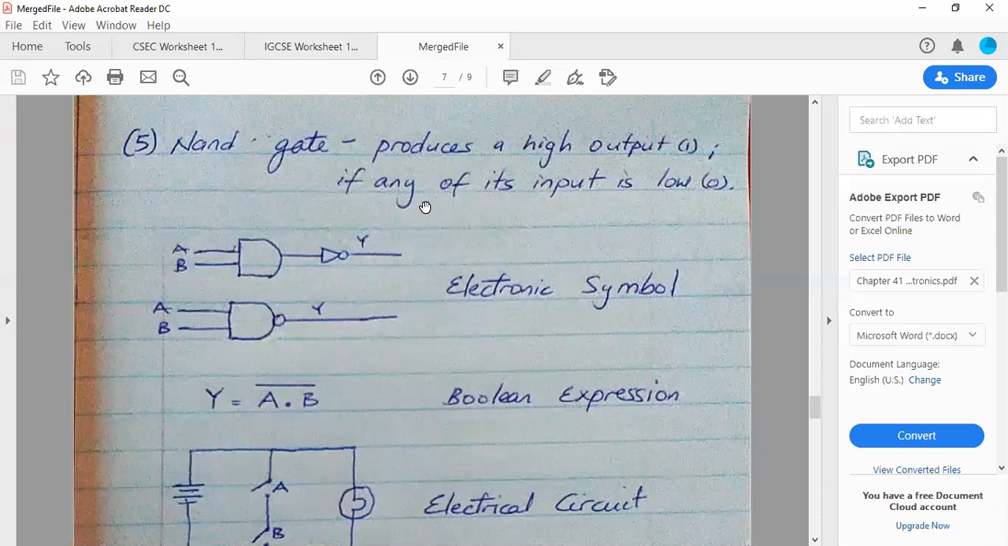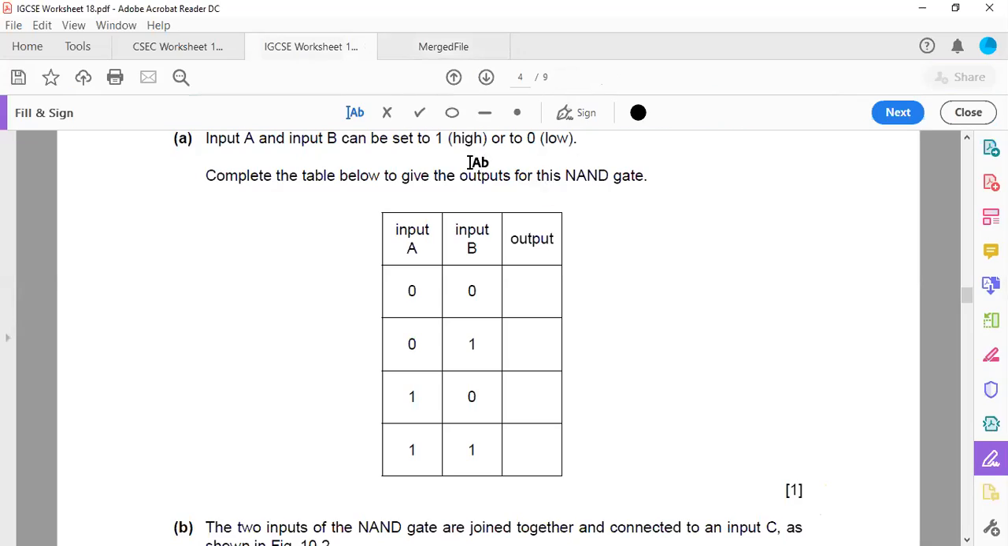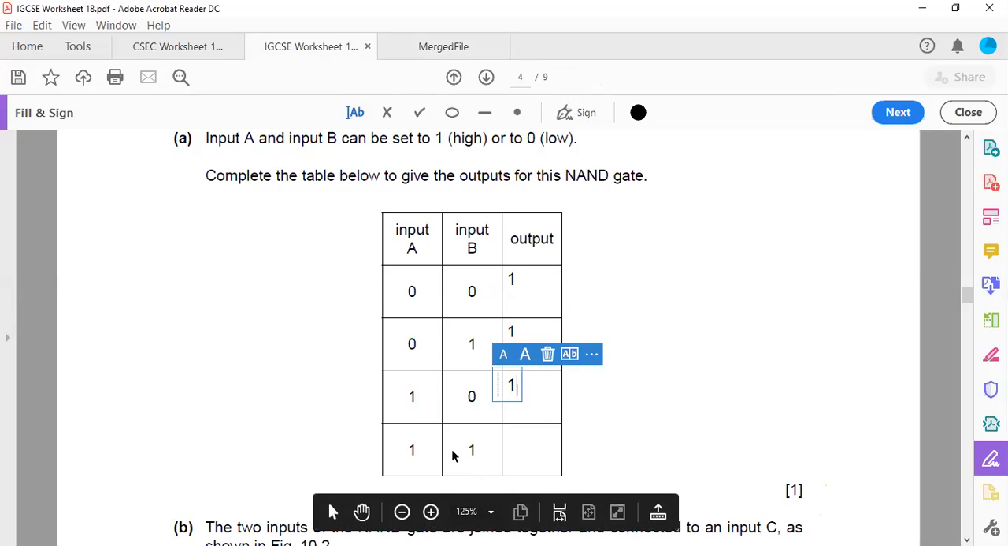Let me go back. A NAND gate produces a high output if any of its inputs is low. So once your input is 0, your output is going to be 1. Here the two of them are 0. You have a 0 here, so you're going to be at 1. You have a 0 here, you're going to be at 1. Both of them are 1 in the fourth row, so your output is going to be 0. Everybody see how we do that?